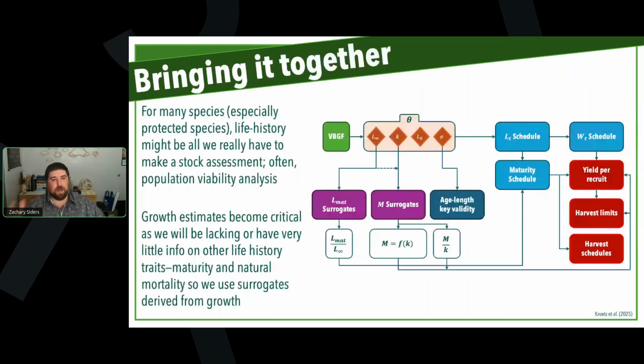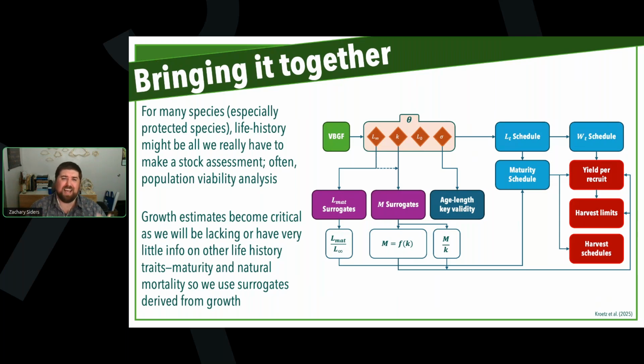Yeah, so we've talked about a bunch of case studies here, and now we want to talk about bringing it all together. The challenge and the motivation for me is that a lot of the species that I work with are typically protected species. We're not going to get the kind of data-rich data sets that are useful for data-rich assessments. And so we typically end up making pretty simple stock assessments, or doing something like population viability analysis to game out what this is going to look like in the future.